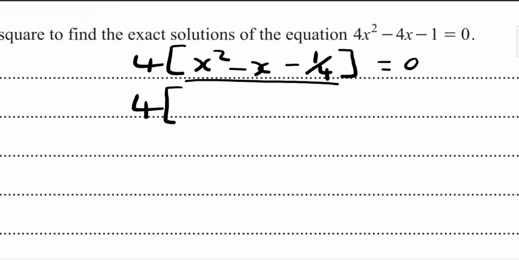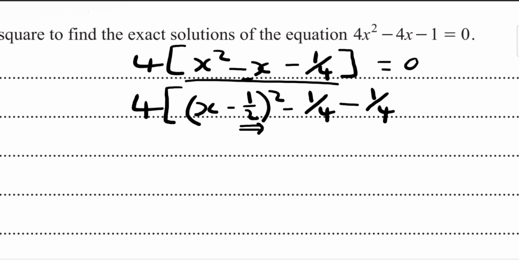So it's 4 times (x minus half the coefficient of x, which is half, then you square this), minus 1 over 4, then you subtract minus half squared, which gives us a quarter, right? So we have this equal to 0.